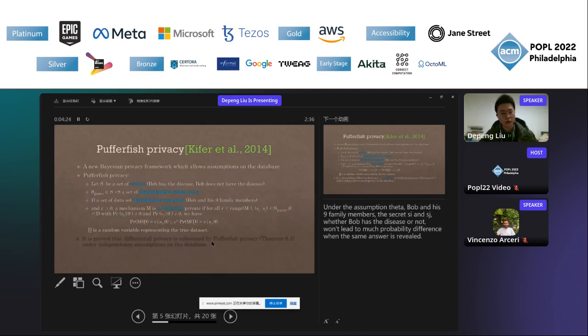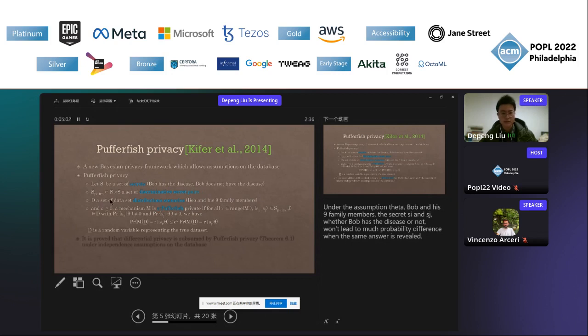So Kifer et al. proposed Pufferfish Privacy in order to cope with this problem. Pufferfish Privacy is a new Bayesian privacy framework which allows assumptions on the database. So here's the definition of Pufferfish Privacy. Let S be a set of secrets, such as Bob has the disease or Bob doesn't have the disease. And S pairs is a set of discriminative secret pairs, such as the pairs I just introduced.